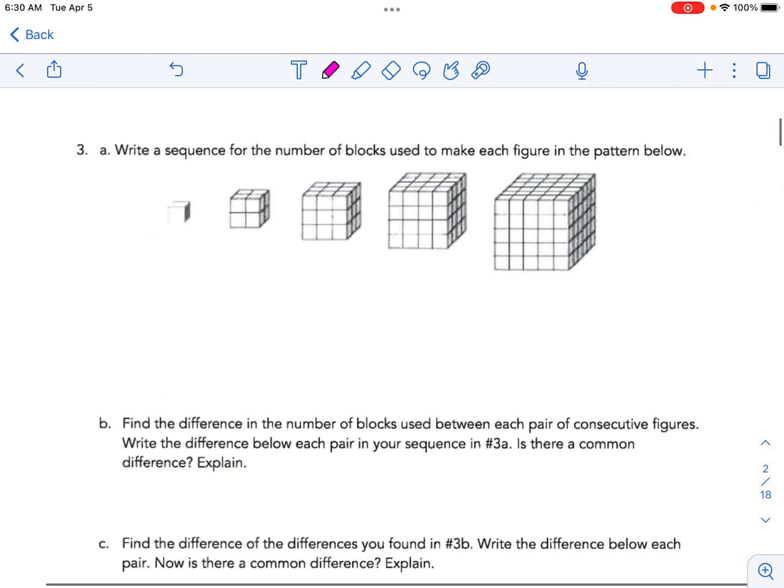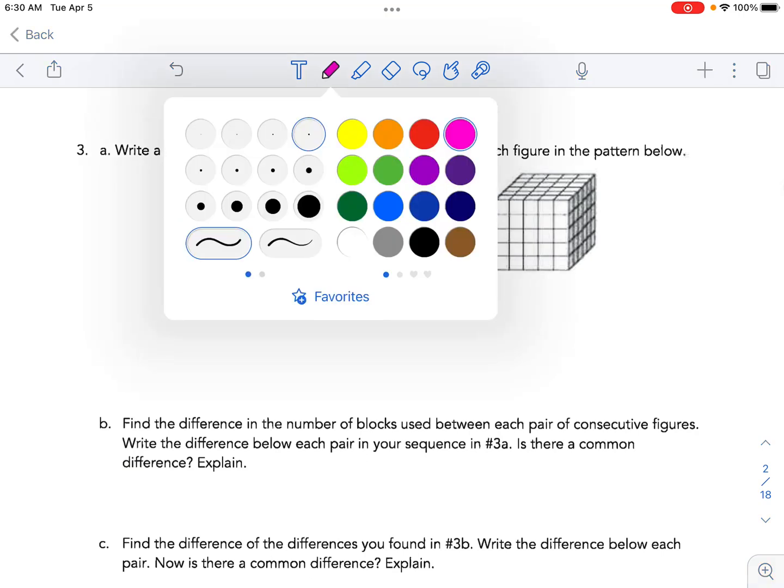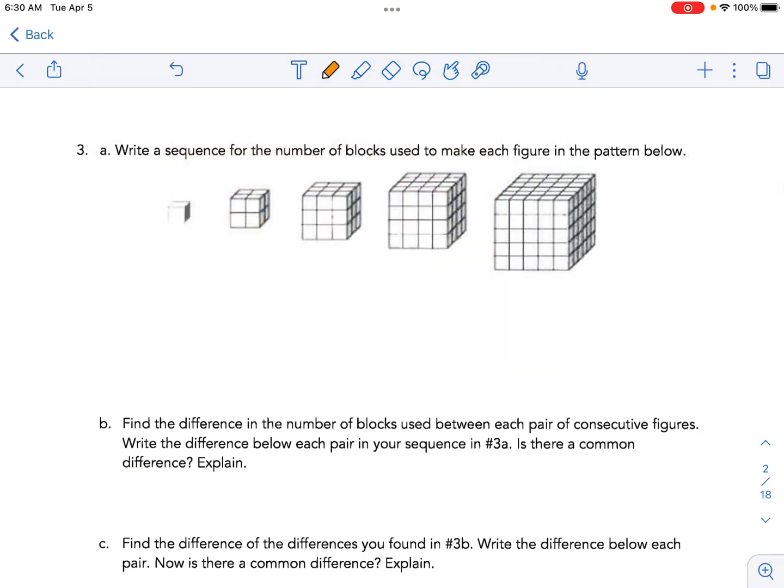And so let's continue to look at the patterns. We've got one more pattern to look at here to hopefully see what's happening. It says write a sequence number for the number of blocks you see here. So we'll call this figure 1 again, figure 2 again, figure 3, figure 4. I guess we got 5 figures this time. This is figure 5. And we'll write our sequence.